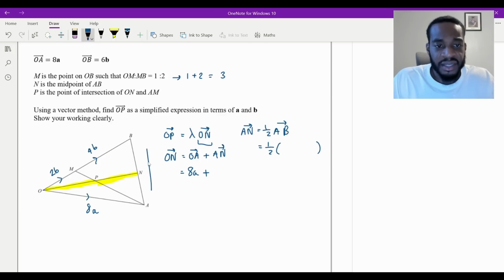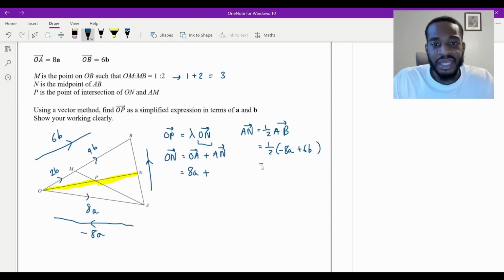Now, what is A to B? Well, A to B is this vector like that. I could go along A to O, which is going to be minus 8A, and then once I get to O, I could go along O to B, which I know is 6B. So the vector A to B is going to be minus 8A plus 6B.